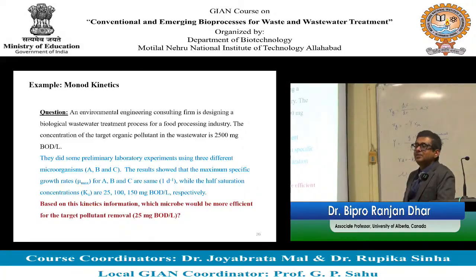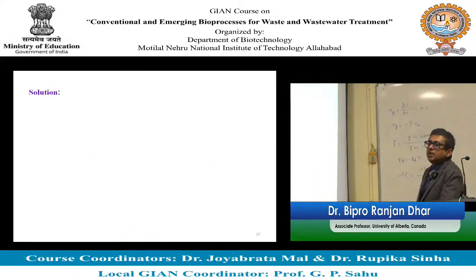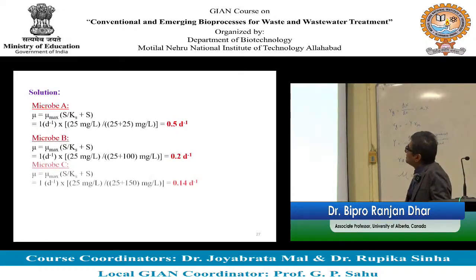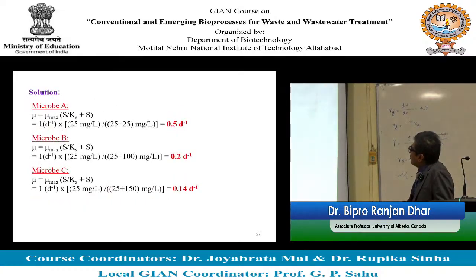It has a low half saturation constant, and if you actually do the calculation, you are going to find the same thing, right? So 0.5, 0.2 and 0.14. So 0.5 is the highest growth rate, which means A is going to be more efficient.